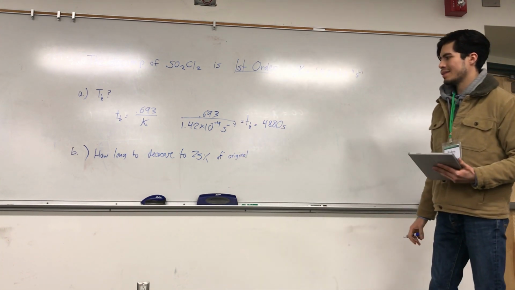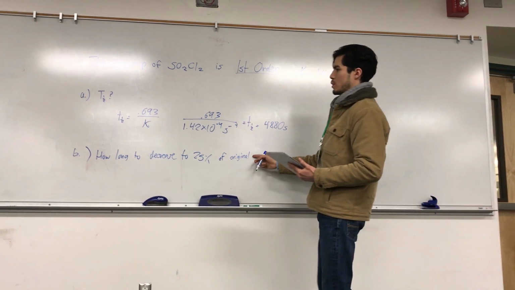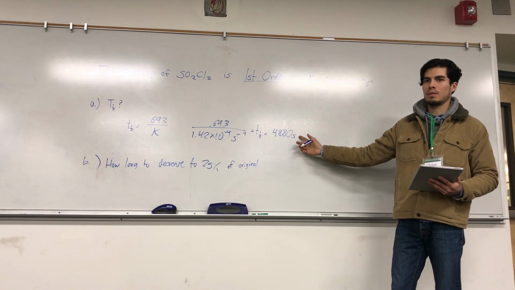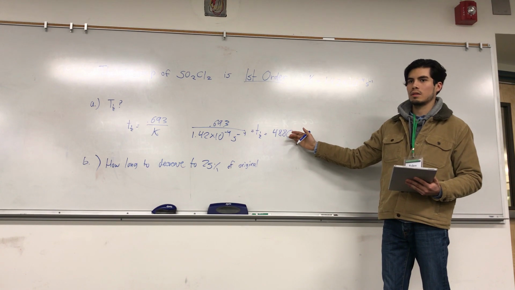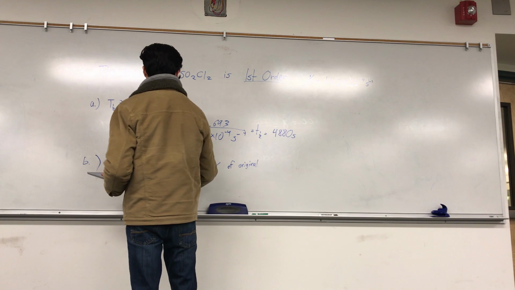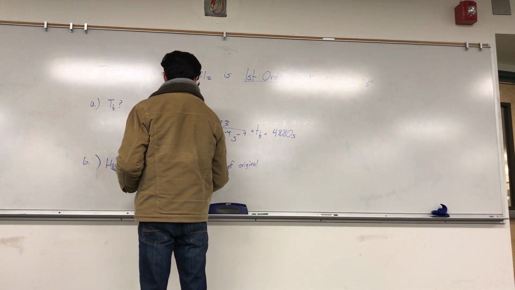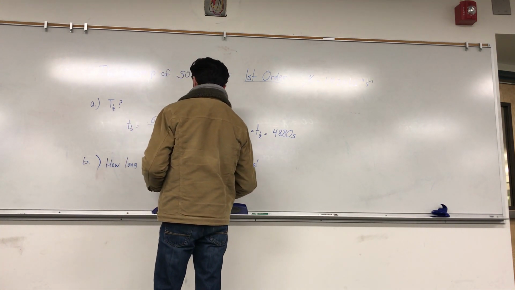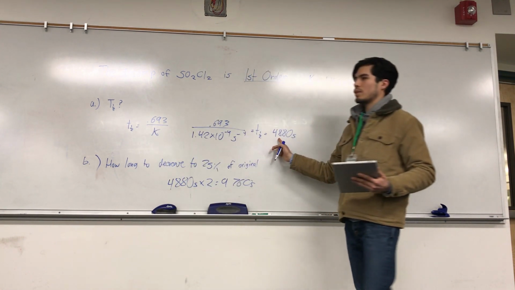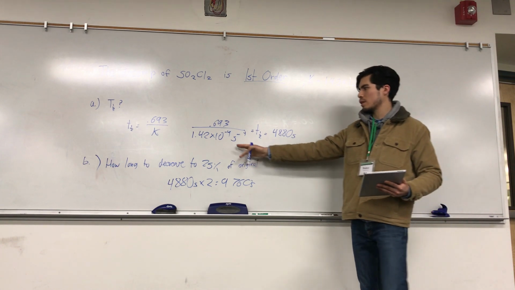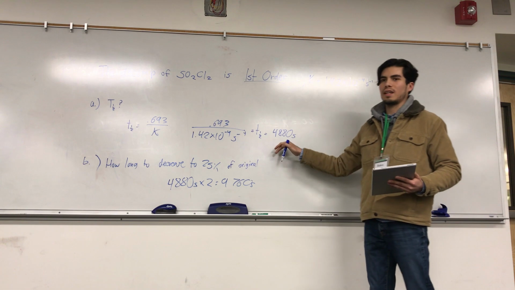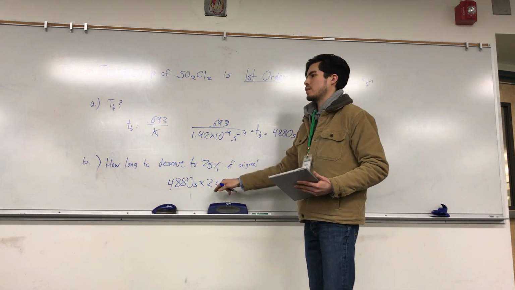Okay, so for B, it says, how long does it take to decrease to 25% of its original? So our half-life, what does that represent? How much of it has decomposed? To decrease 50%. So 25% would be twice that. Because it takes 4,880 seconds to reach half, it's going to take another 4,880 seconds to reach half of that. So we multiply by 2.